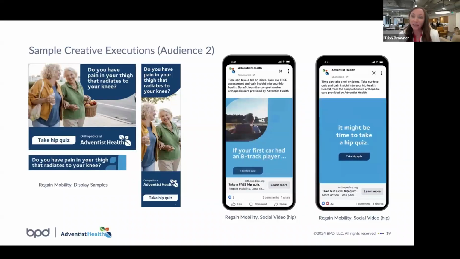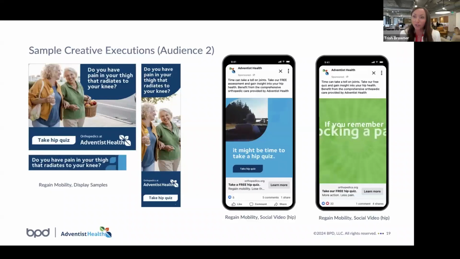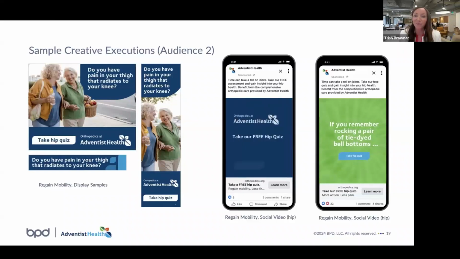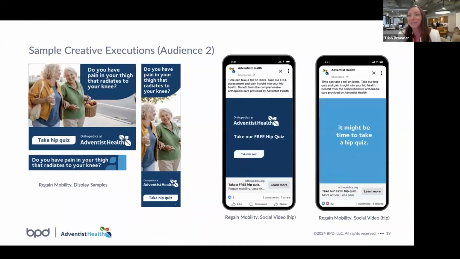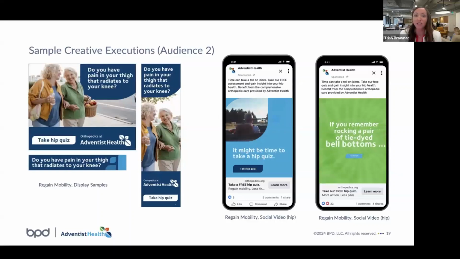On the right side, we've got a couple of different social examples where we are really playing off of that age range. We're talking about bell bottoms and 8-track players, knowing the age range that these folks are in. And then again, driving them to that hip quiz and using imagery that aligns with what we know about these folks.